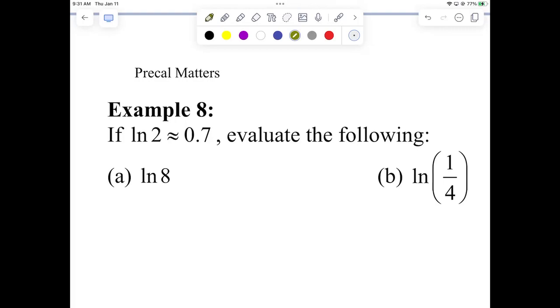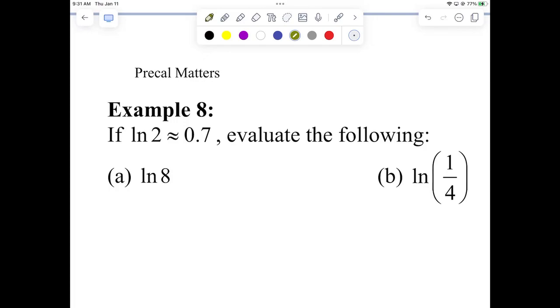What should be my goal here? If the only tool I have is a hammer, I have to make everything that I want to use it on look like a nail. Agreed? If the only tool you have is a hammer, you got to make everything you want to use it on look like a nail. So the only tool I have here is the natural log of 2. So I got to make everything that I'm working with look like the natural log of 2. That's what I mean. I have the natural log of 8. That's 2 cubed.